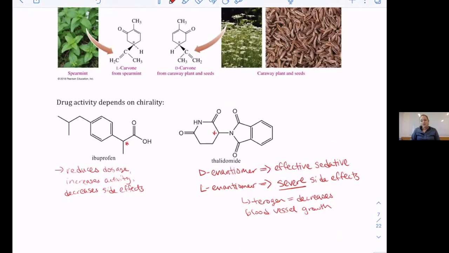However, they also sold this as a morning sickness drug for women who were pregnant. And where this became an issue is that the D-enantiomer was definitely effective at preventing morning sickness. However, the L-enantiomer has severe side effects in growing fetuses. Specifically, it's called a pterogen, which decreases blood vessel growth in fetuses.